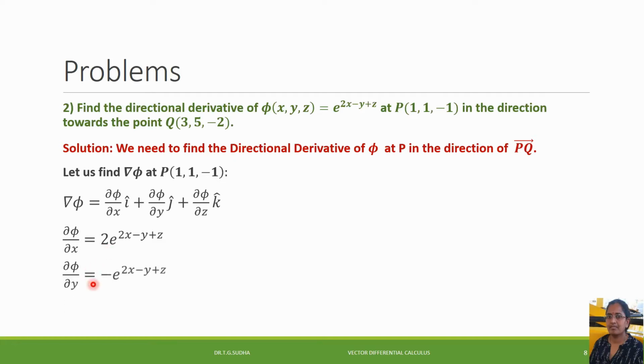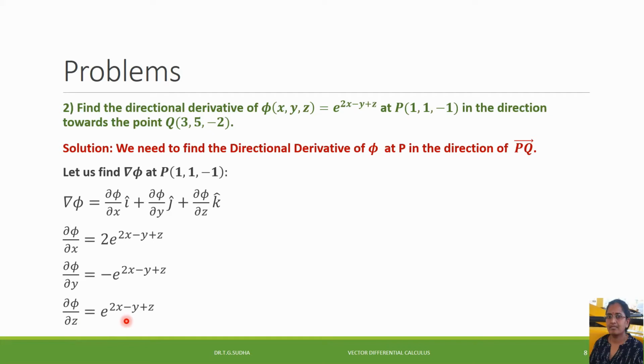Next, the partial derivative of phi with respect to y, that is e to the power of 2x minus y plus z into the derivative of 2x minus y plus z with respect to y. So it is 0 minus 1 plus 0. So we get minus 1. So minus e to the power of 2x minus y plus z. Next, the partial derivative of phi with respect to z is equal to e to the power of 2x minus y plus z into the derivative of 2x minus y plus z with respect to z, that gives us 1. So dou phi by dou z is e to the power of 2x minus y plus z.